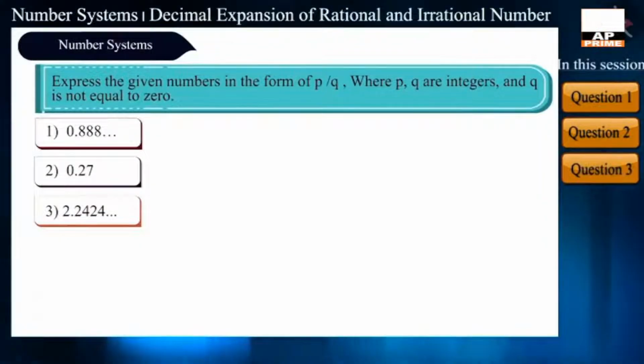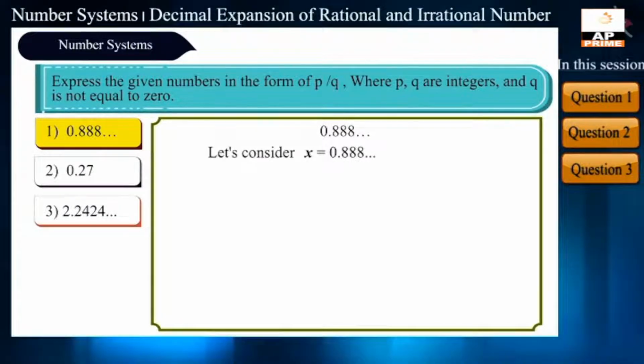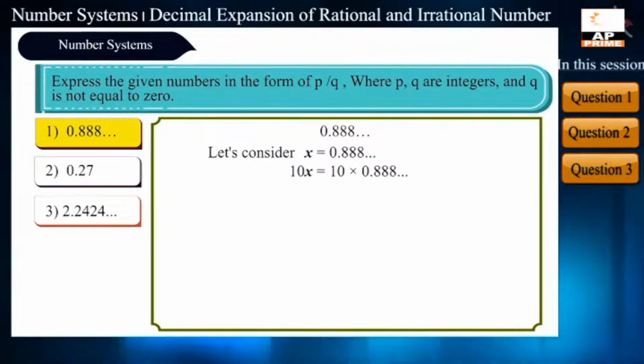Express these numbers in the form of fractions, where p, q are integers and q is not equal to 0. There is a method to solve these type of questions, which we will see in the next few steps. Let's take the first number, 0.888. Let's consider it as x. Now we will see whether a number or a group of numbers is repeating after the decimal. Here, the same number 8 is getting repeated. So, we will multiply both sides by 10.